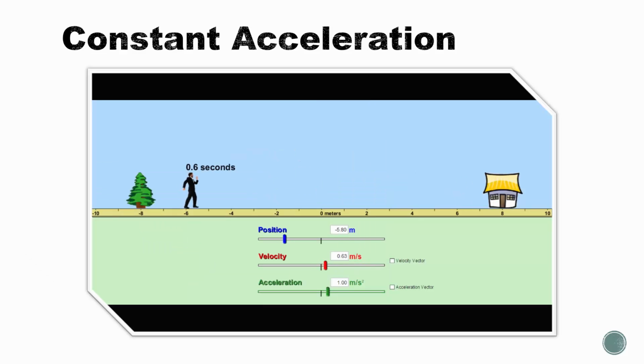This man is moving across the screen with an acceleration of 1 meter per second squared. Once again, let's take a look at the distance he covers each second. Since he's moving faster and faster each second, he covers more distance in later seconds than in earlier seconds. We'll also take a look at this on a graph.